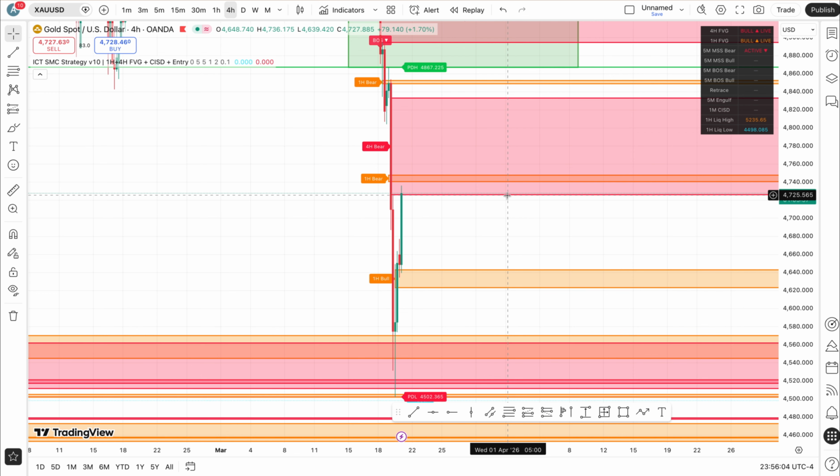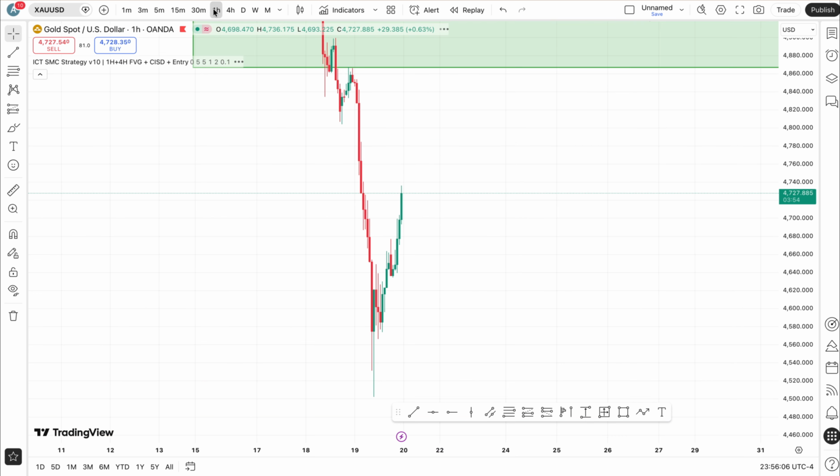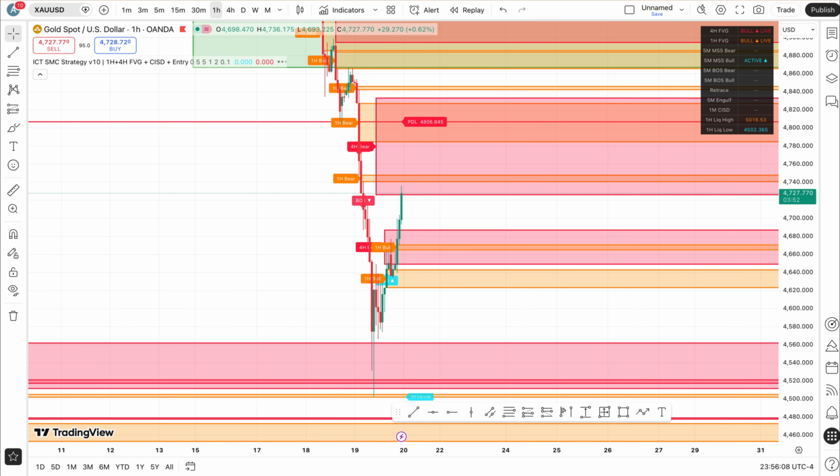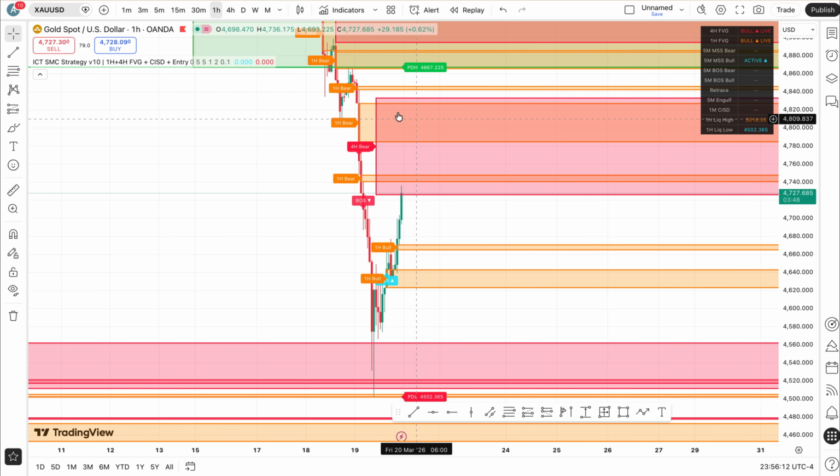We now move on to the 1 hour. We're maintaining the range, right? So we can see that there was a 1 hour. Now let's start from the PDH. We can see that a 1 hour bearish was here. There was one here. There were FVGs here, but those have been invalidated, and it has created two new 1 hour bullish FVGs, right?